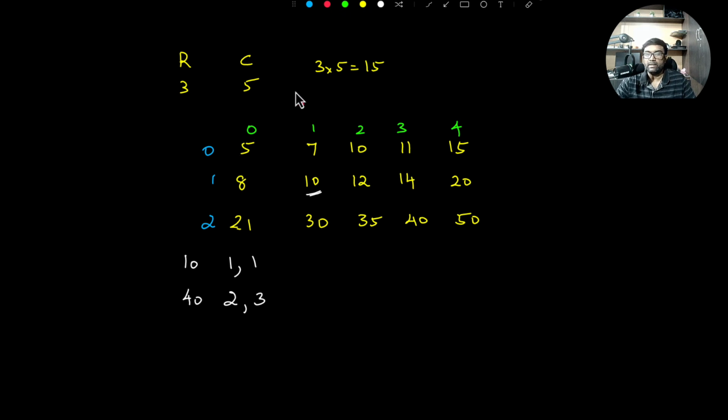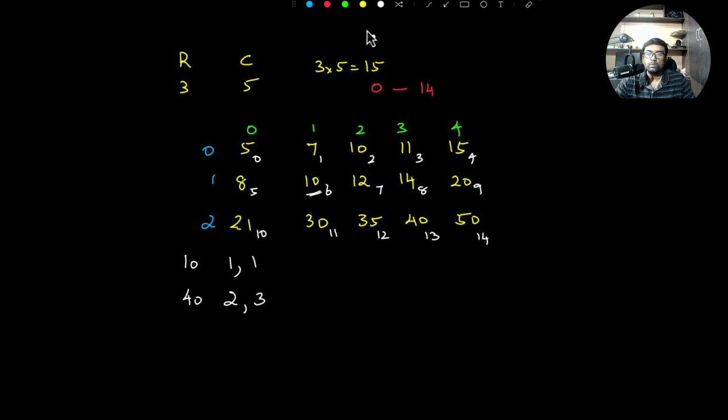We can do it like this. There are 15 values here, 3 into 5, so we have to assign the index from 0 to 14. That is what we need to do. If we assign such values, 5 will be 0, 7 is 1, 2, 3, 4, and this must come as 5, 6, 7, 8, 9, 10, 11, 12, 13, 14.